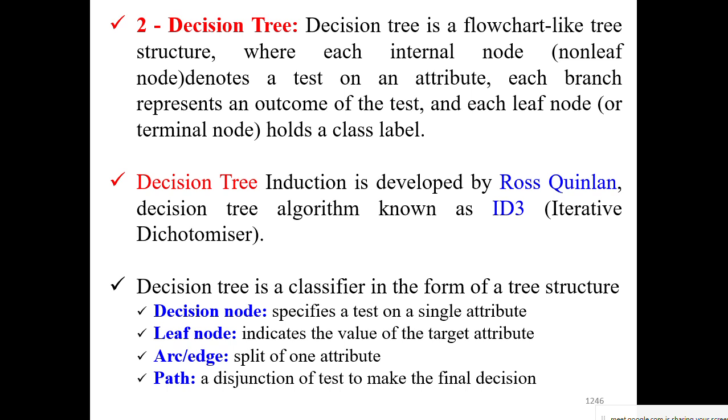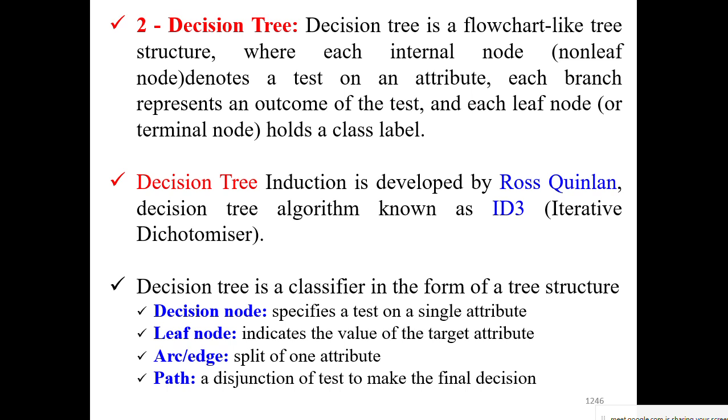Decision tree is also one of the classification techniques. It is a flow-like tree structure where each internal node, that is a non-leaf node, denotes a test on an attribute. Each branch represents an outcome of the test, and each leaf node or terminal node holds a class label. Decision tree induction was developed by Ross Quinlan. The decision tree algorithm is known as ID3, that is iterative dichotomization.